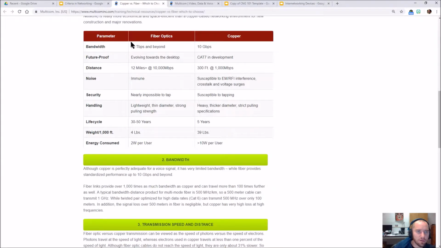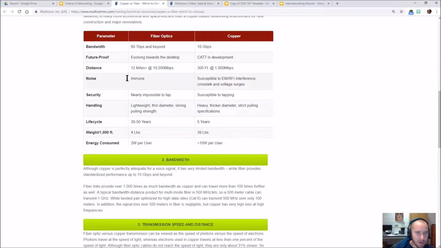Now, are these two types of wire future-proof? Well, under fiber optics, it's evolving towards the desktop. So eventually desktops are going to have this. I actually have not seen any in my personal life, but I have seen pictures of desktop computers with these ports in it. And then, of course, for the copper world, Cat6 is the best cable I've ever seen, but there is Cat7 in development apparently.